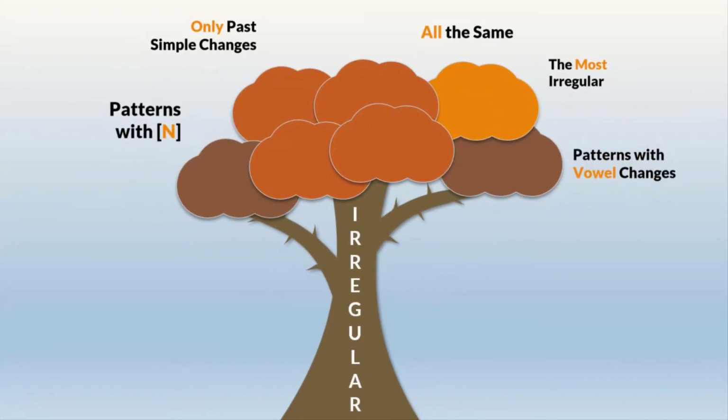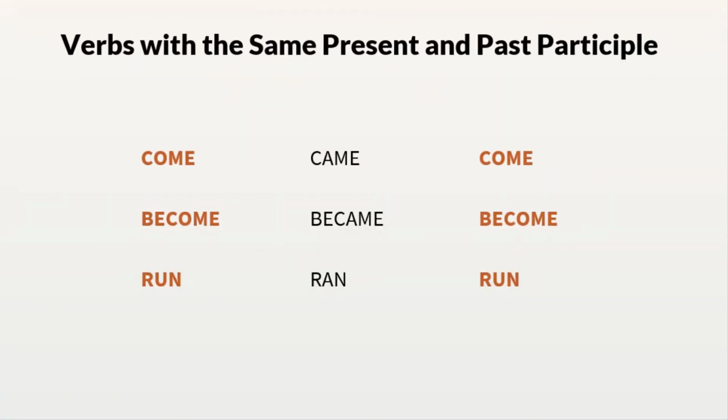And now there are just 3 more groups, starting with verbs with the same present and past participle. So let's drill. Come, came, have come. Become, became, have become. Run, ran, have run. Now, come and become, these verbs are so similar because the base of become is come. So those are 2 easy ones to remember.